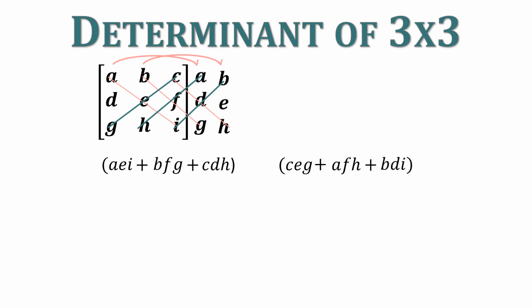I want you to notice that whenever we were going in the same direction, we added, whether we were going from left to right or right to left. But if you caught onto this in the previous slide, determinant of 2 by 2, I told you that we were always going to subtract between directions. So AEI plus BFG plus CDH is going from left to right. CEG plus AFH plus BDI is going from right to left. Those are 2 opposite directions. So between these 2 directions, we are going to subtract.